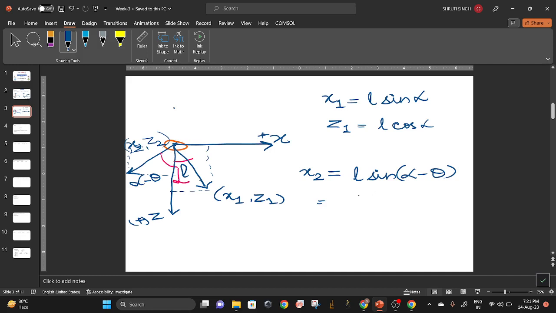So let me ask someone else. What will be the expansion for this one? L sine of alpha minus theta: sine alpha cos theta minus cos alpha sine theta. For sine it is cos, right?